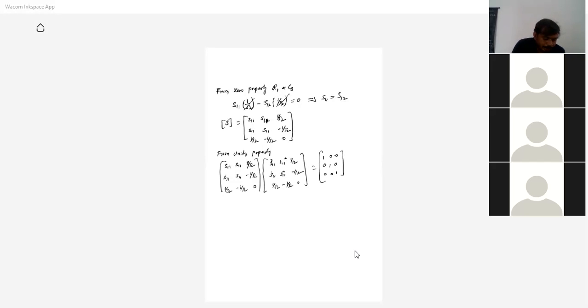So then you can take R1, C1, apply. So from R1, C1, this is S11 square plus S11 square plus 1 by root 2 into 1 by root 2, 1 by 2, that is equal to 1. So from this, 2 S11 square is equal to 1 by 2. So from this, S11 is equal to 1 by 2. So S11 is equal to 1 by 2.